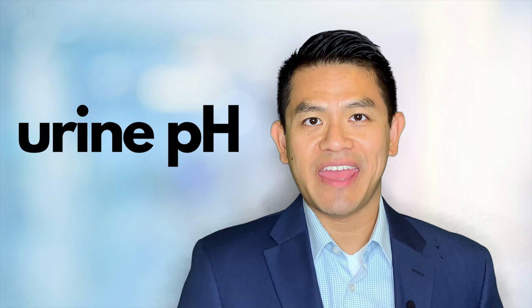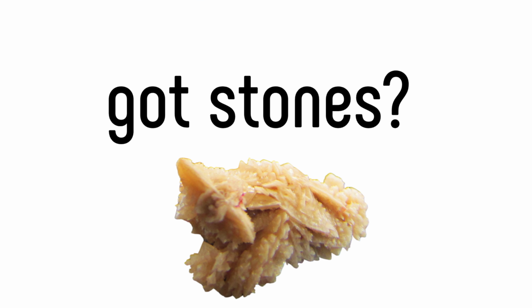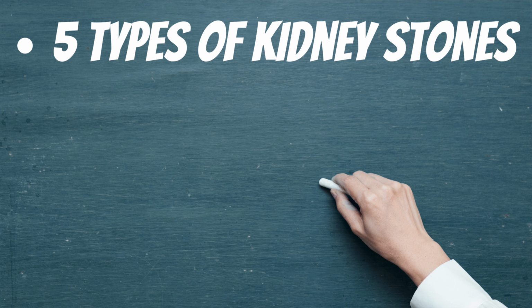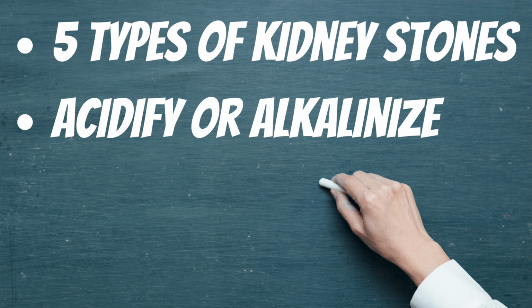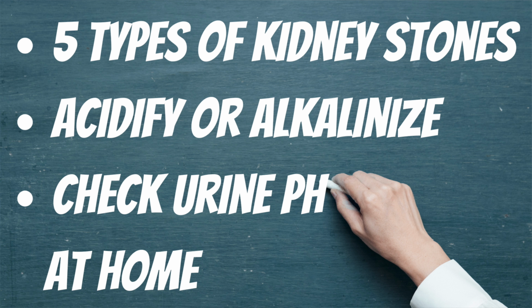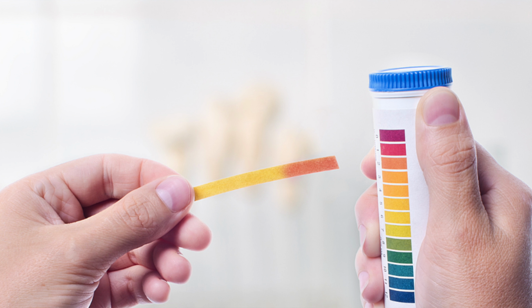In this episode, I'm going to teach you how to change your urine pH so that it helps prevent getting kidney stones in the future. We're going to talk about three things. Number 1, the 5 most common types of kidney stones and the urine pH environment that they tend to form in. Number 2, how to acidify or alkalinize your urine using common medicines, fruits, and over-the-counter supplements. And then finally, number 3, how to check your urine pH at home using a simple urinalysis test strip that you can buy off the internet.